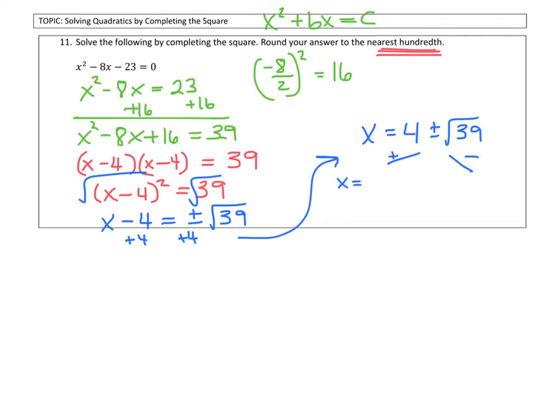So when I type them into my calculator, 4 plus the square root of 39, rounded to the nearest hundredth, should be 10.24. And 4 minus the square root of 39 to the nearest hundredth is negative 2.24. So those are my two answers.